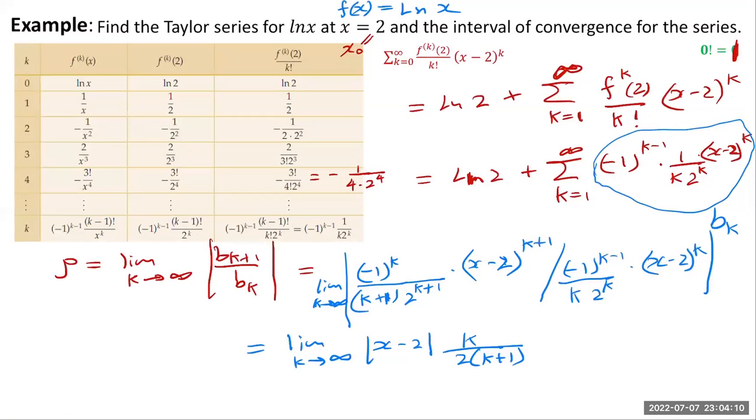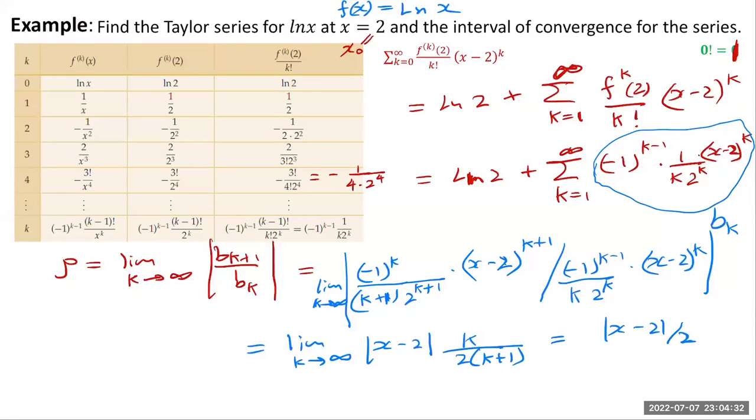You need to find the limit. What is the limit of this one? Can you tell me what is the limit of this one as k approaches infinity? Notice that this has nothing to do with k. The k is only here. So the limit as k approaches infinity, this one is 1/2. This is going to be the absolute value of x minus 2, divided by 2.